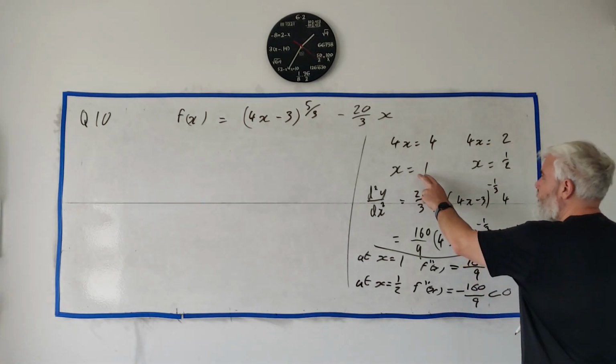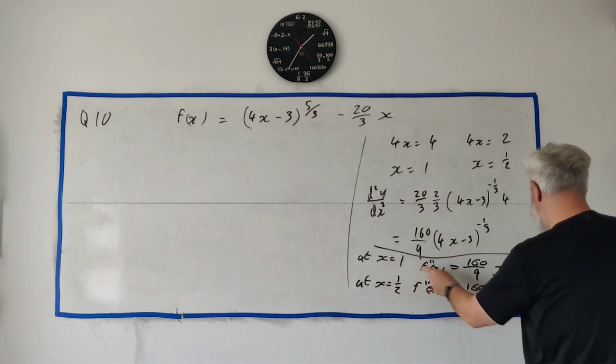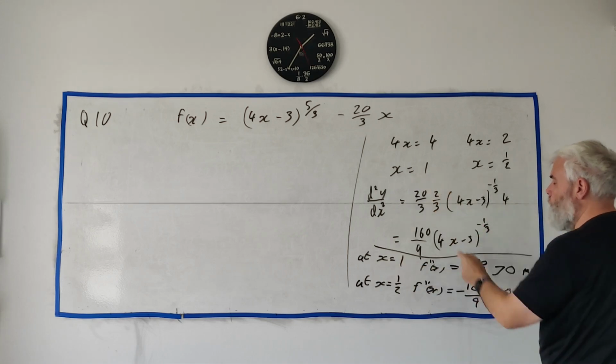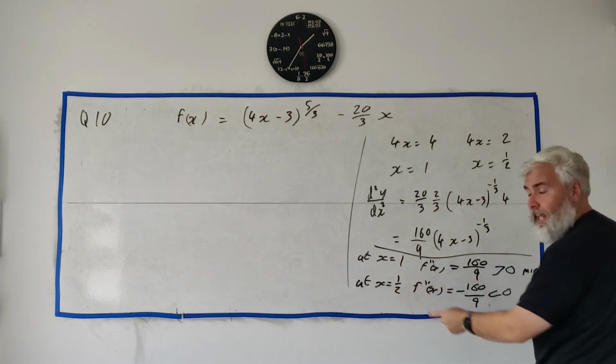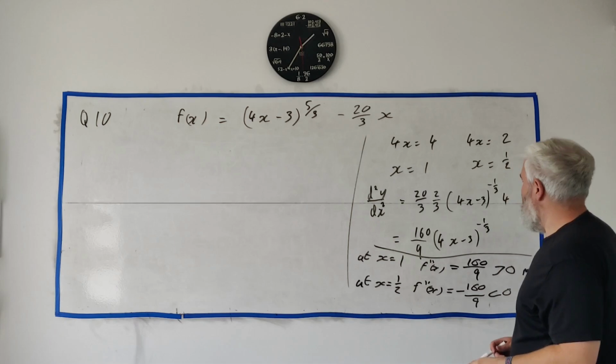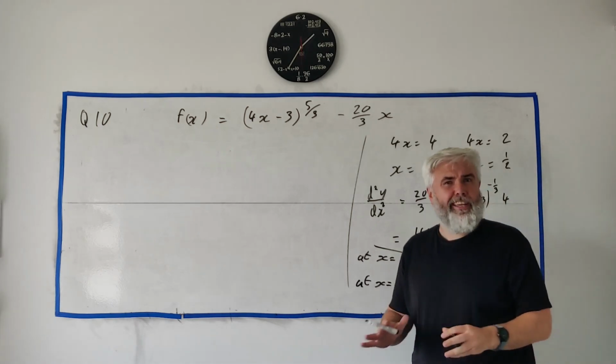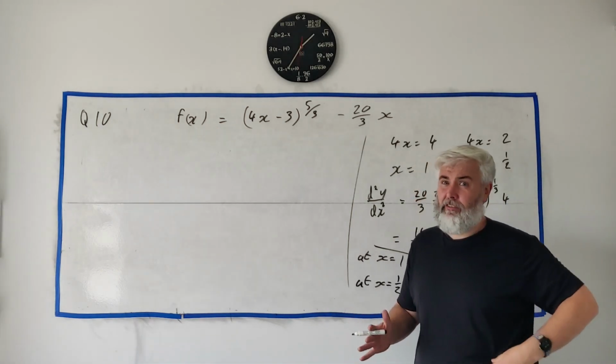I roughly draw it by asking myself the important points. I know there's, let's say, a minimum at x equals 1. I know there's a maximum at x equals a half. And I know that's all the stationary points. So that's already a lot of information.